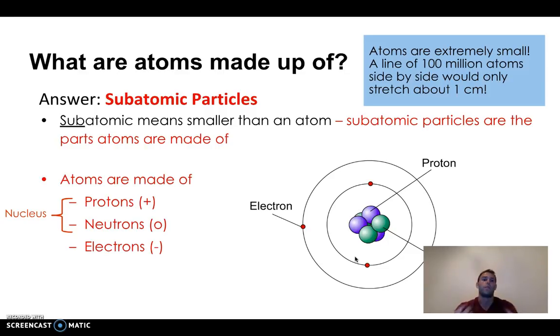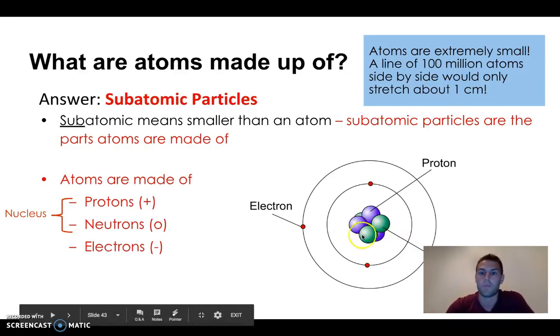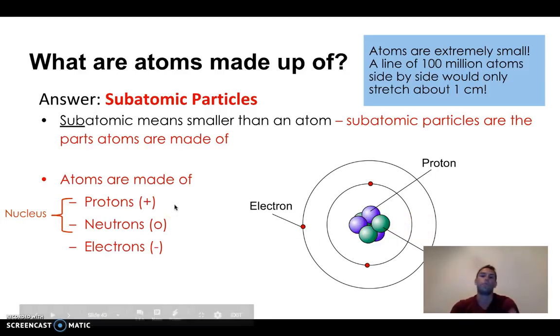So in terms of what atoms are made up of, with every atom there's always a nucleus, and in that nucleus you have protons and you have neutrons. Protons are positively charged, neutrons are neutral. They don't have a charge, so sometimes I just represent that by the circle. All right. Now, orbiting and zipping around the atom are electrons, and electrons are negatively charged.